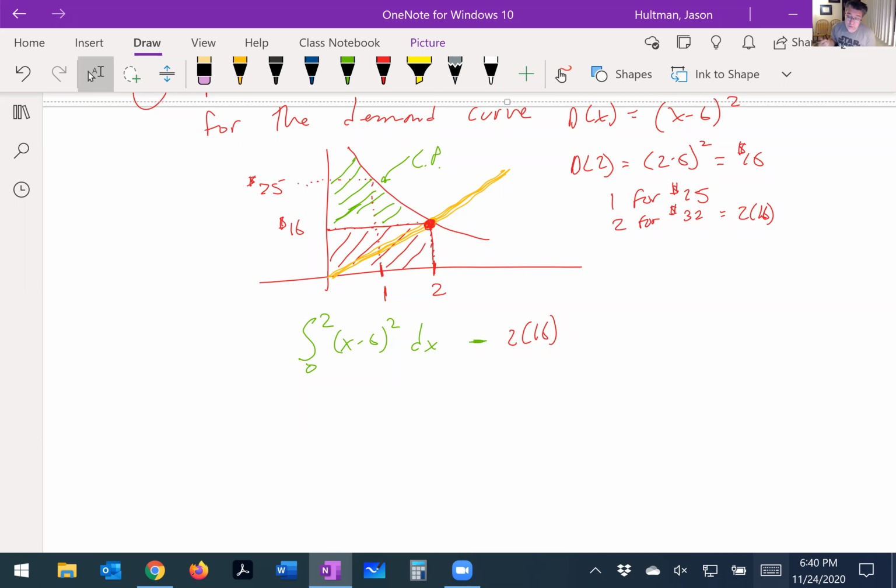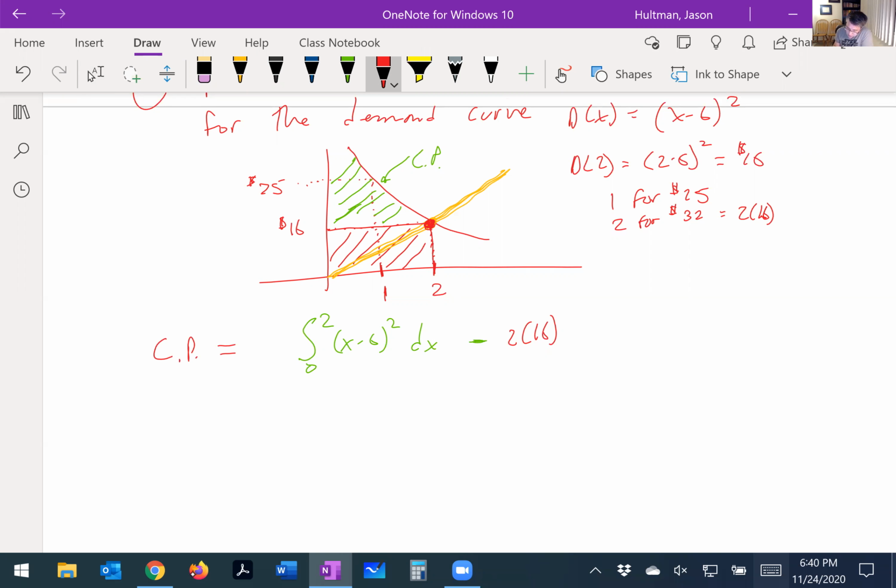So for 2 books, we would have been willing to pay more for 2 books. Not as much as for 1, but we would have been willing to pay more for 2. So what's my consumer surplus here? Consumer surplus is equal to this.